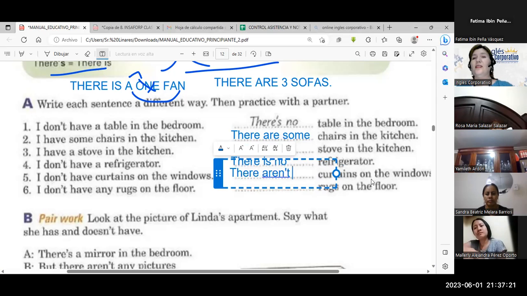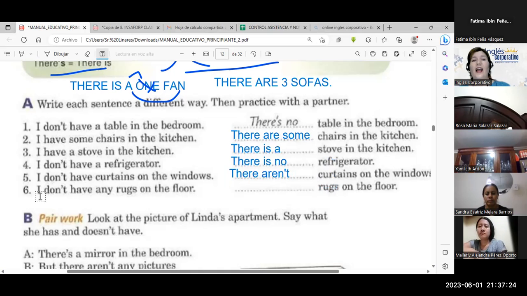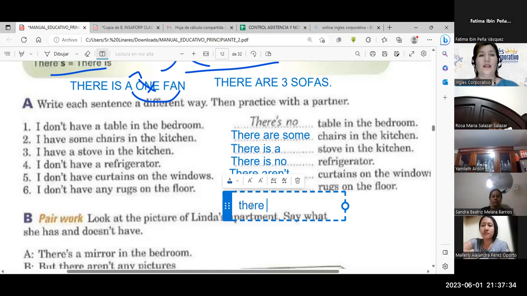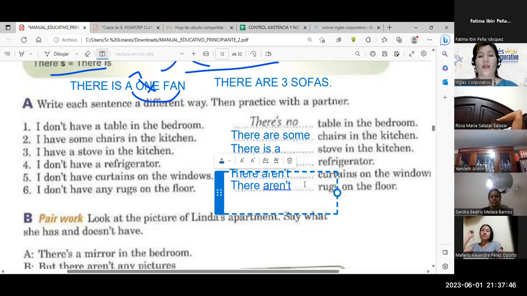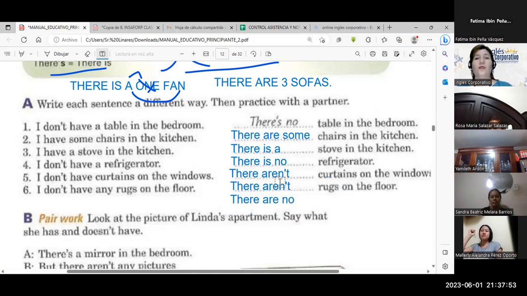There aren't curtains on the windows. And the last one, I don't have any rugs on the floor. There aren't rugs on the floor. Or you can say, there are no rugs on the floor. You can use the two forms here, right? There are no rugs on the floor.